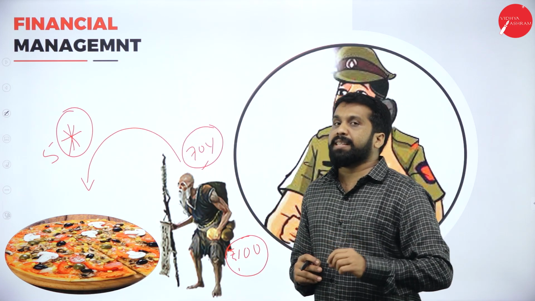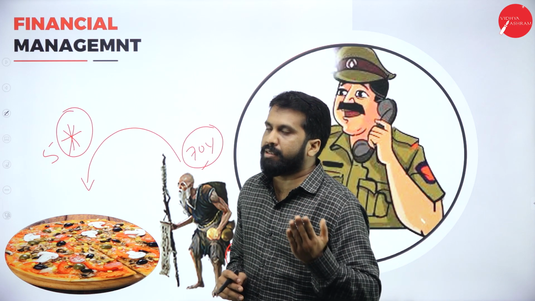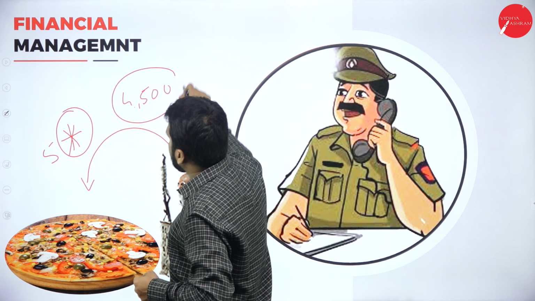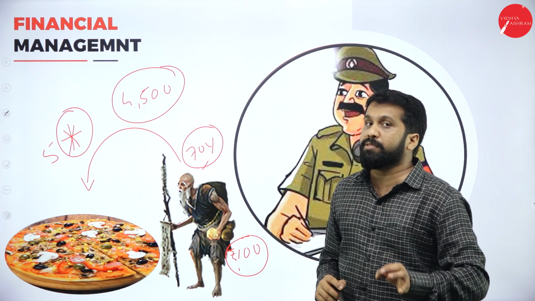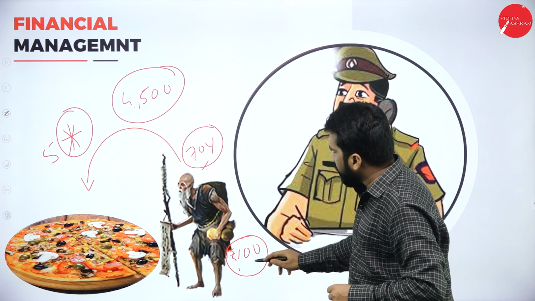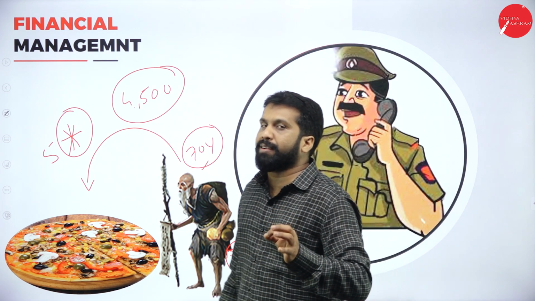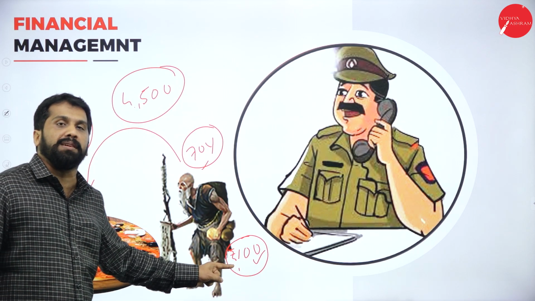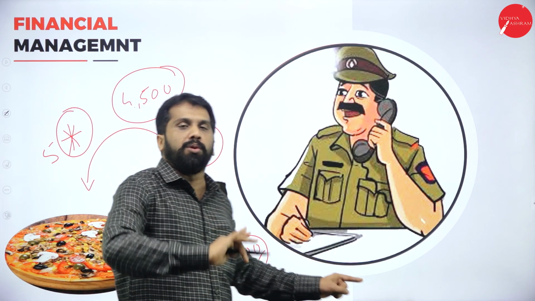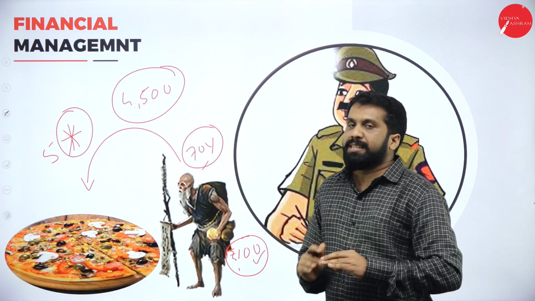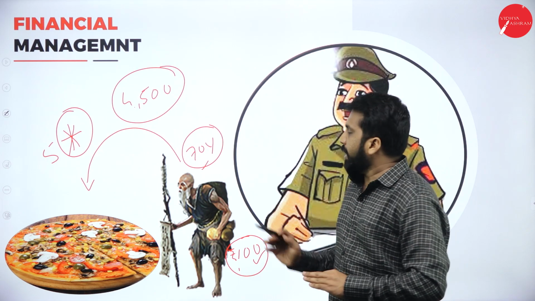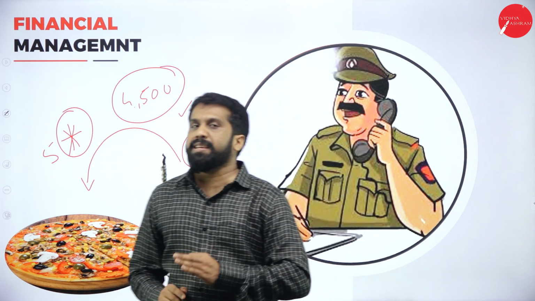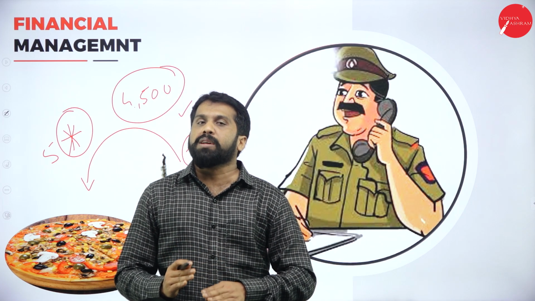Finally, the waiter came with the bill. The bill was around 4,500. How much was he having? Only 100 rupees. Can he pay this bill with 100? Is it possible? The answer is no. So he simply smiled and said, I don't have money.